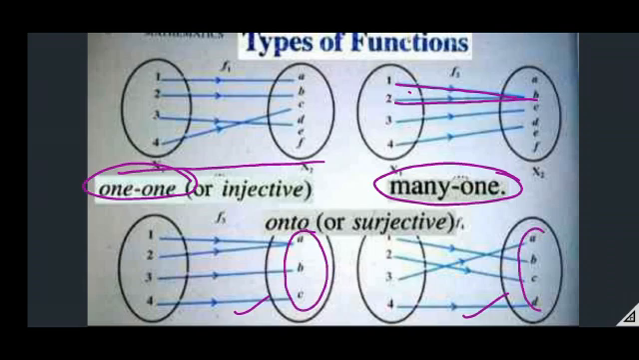Now what is an onto function? You could see here, this is many-one and this is one-one. Now what is the meaning of onto? Onto function means that all the elements of codomain should be images. That means they should have a pre-image, they should be connected to an element in the domain.